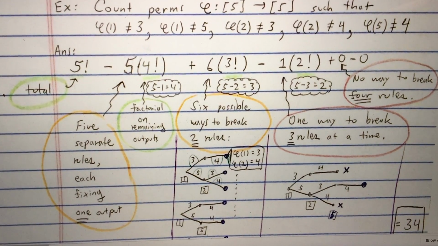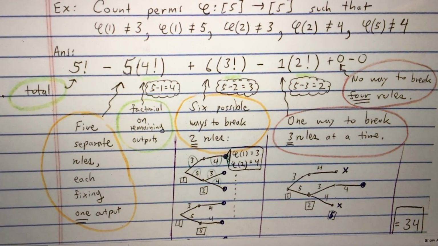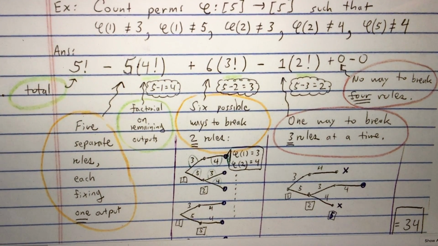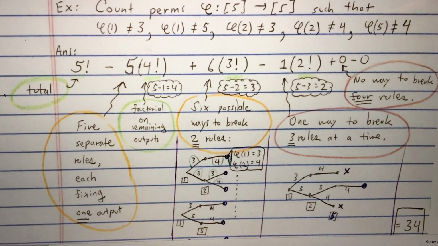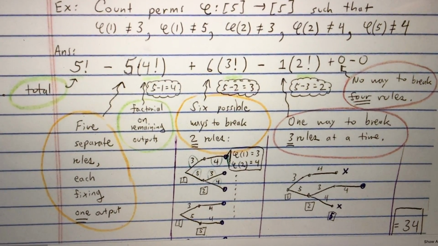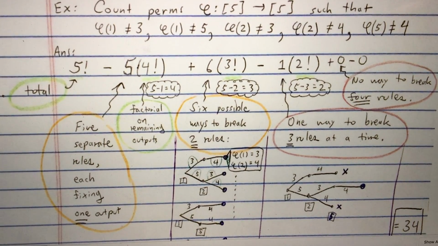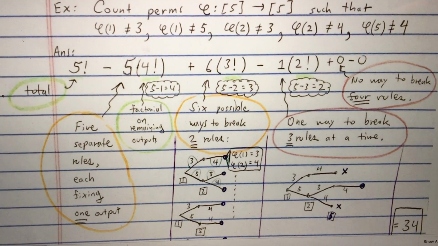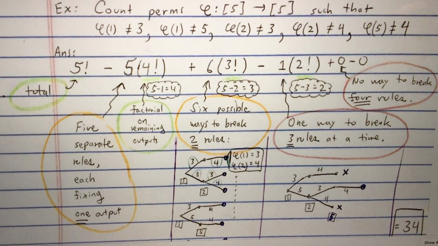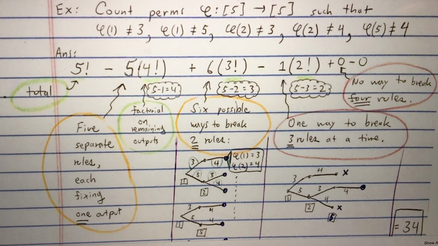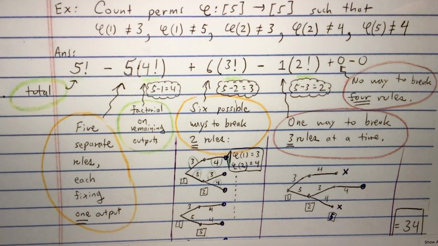That means I can't break the first 2 rules simultaneously. Phi of 1 does not equal 3 and phi of 1 does not equal 5. If I try to break them both at the same time, I'll be sending 1 to both 3 and 5, which is not going to happen. So immediately I realize the only way to break 2 rules is to break rules for 2 different inputs.